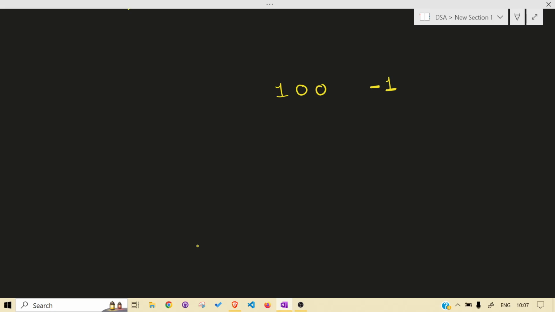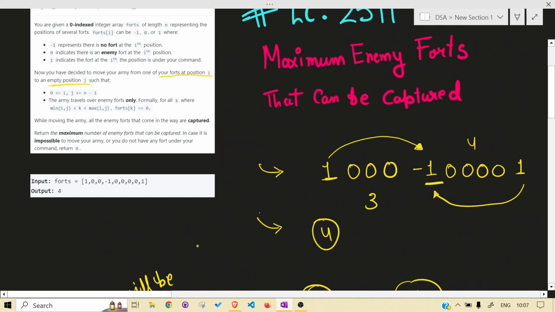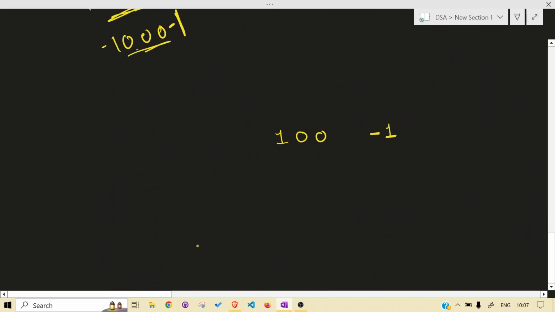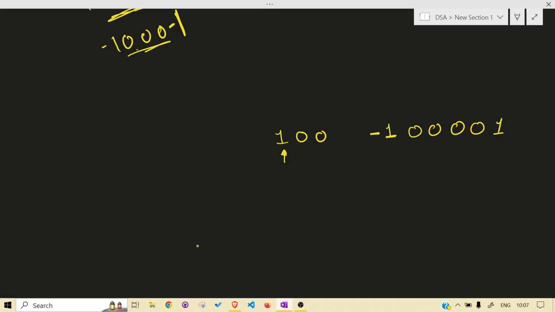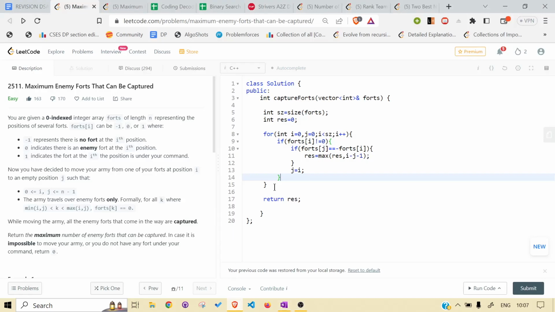Zero. What was the test case? 2 zeros, then 4 zeros, 1. So we are at this. Let me dry run the code only. Let's see the code, then I will dry run it so that the video can be short.